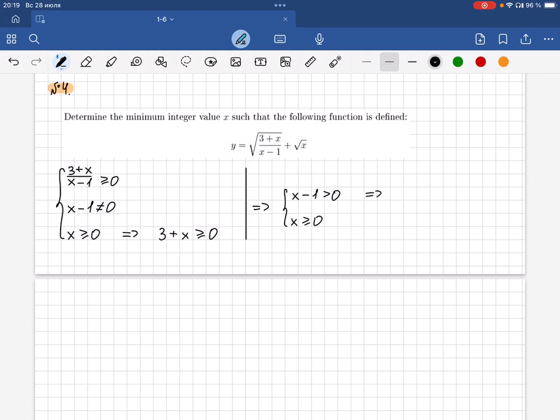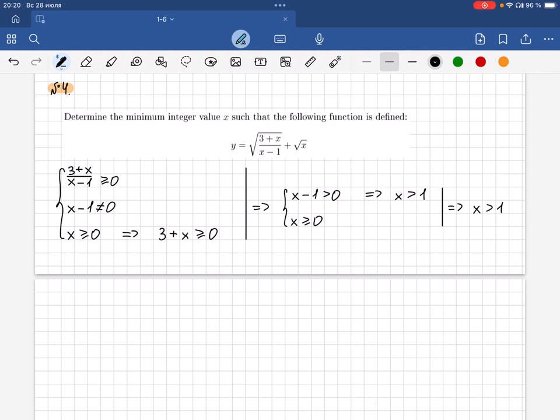The first inequality gives us that x is greater than 1, and the second one is still that x is non-negative, which means that the solution is that x has to be greater than 1.